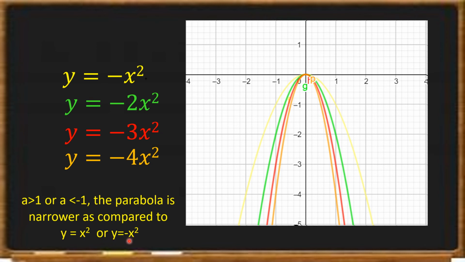And then, or y equals negative x squared. Mas narrower yung mga quadratic function na ang a ay greater than 1 or a is less than negative 1. Kaya yun. Yung mga example natin dyan. Narrower means mas makipot. Ayan na siya. Mas makipot na yung parabola nyo. Okay?